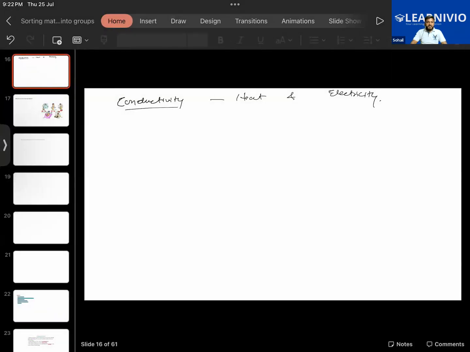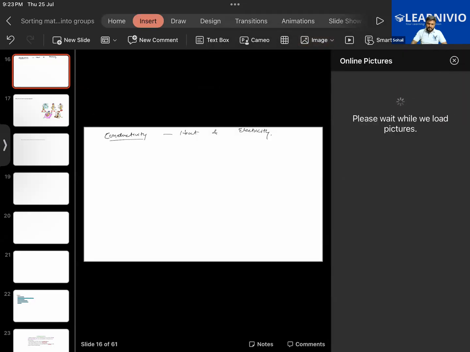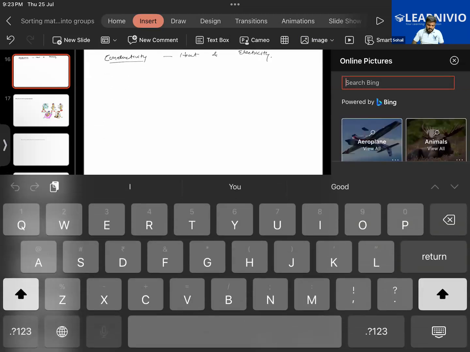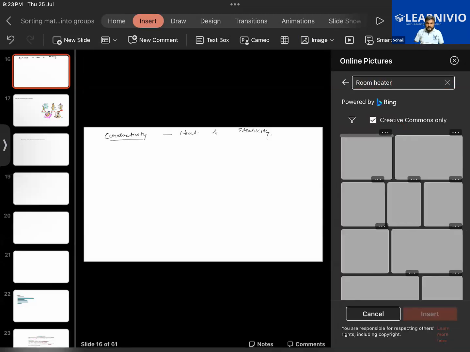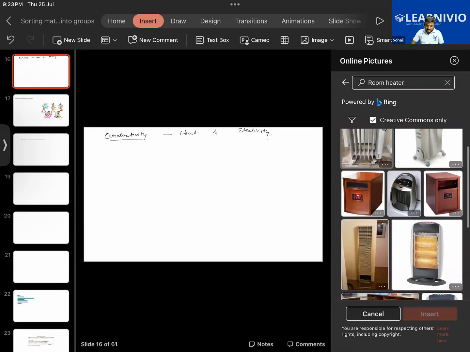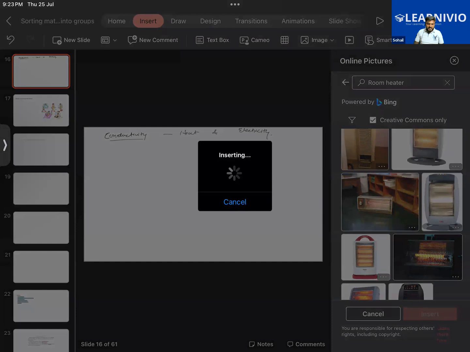Like for example, in a room heater, the coil of the room heater, what kind of object is used in that? Should it be a good conductor of heat or a bad conductor of heat? Sir, a good conductor of heat, so it will easily become warm. Good conductor of heat, exactly.